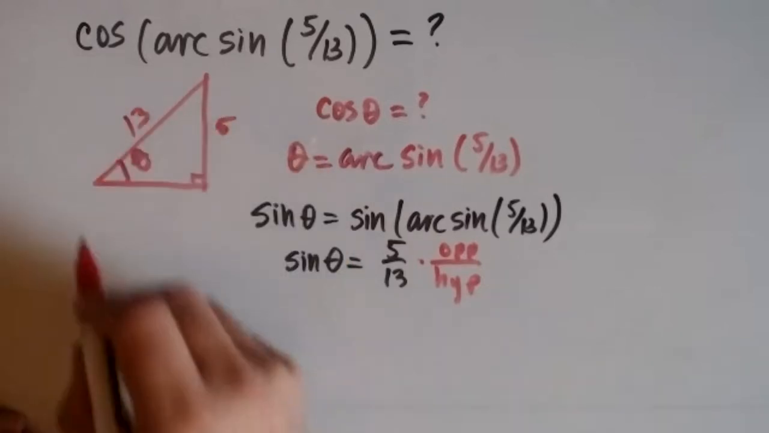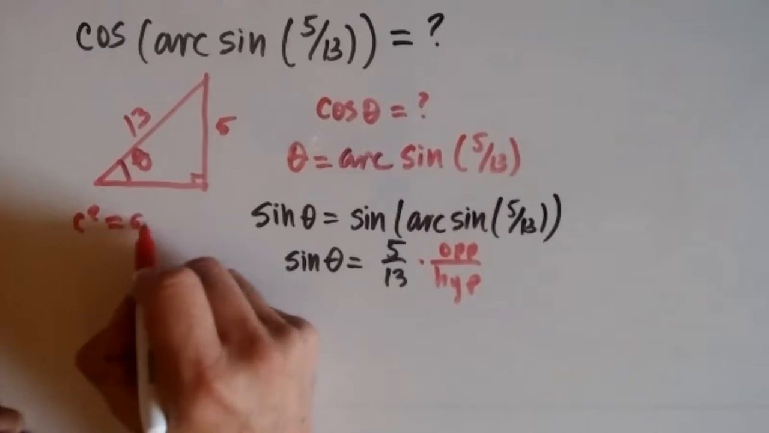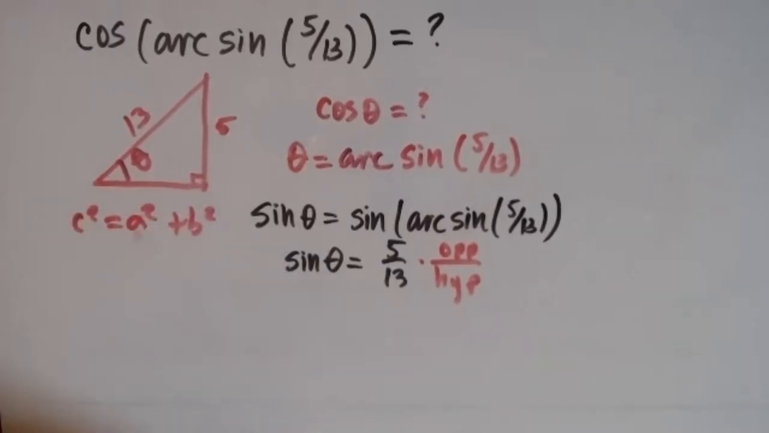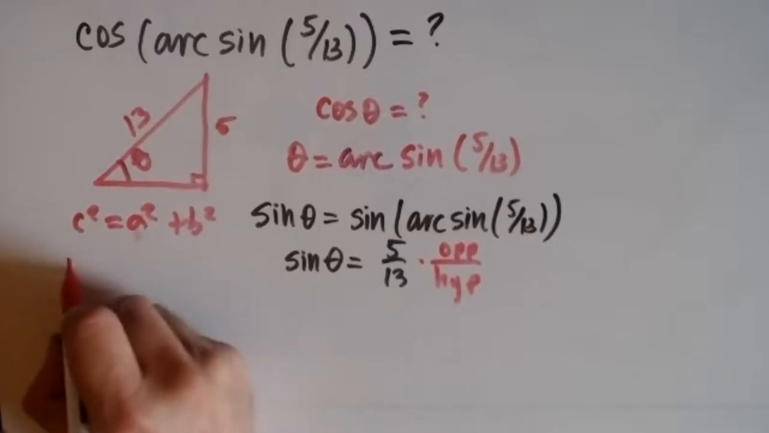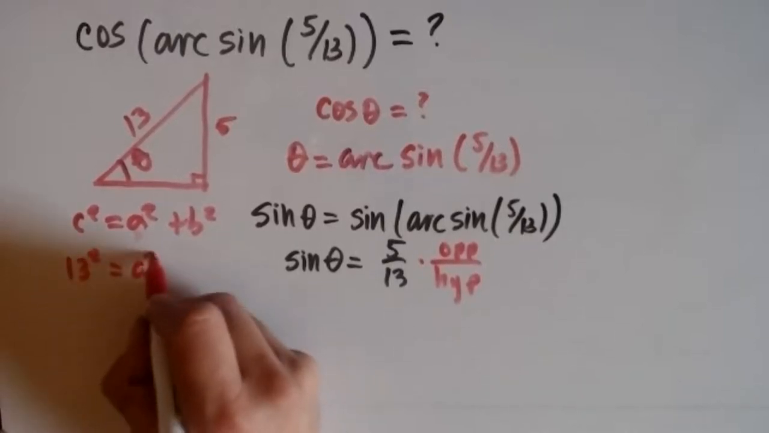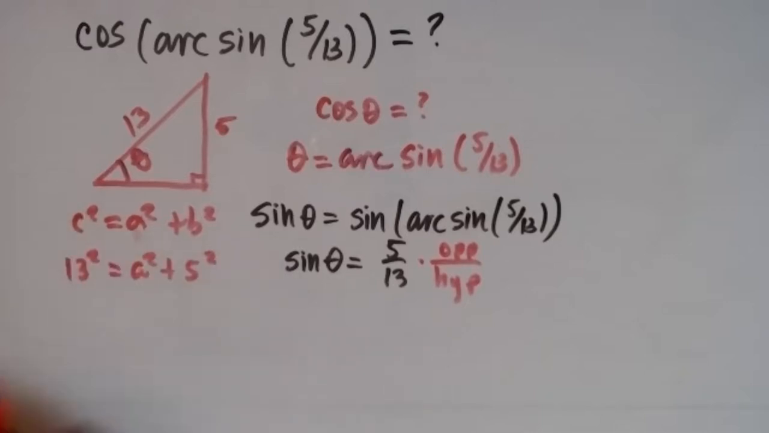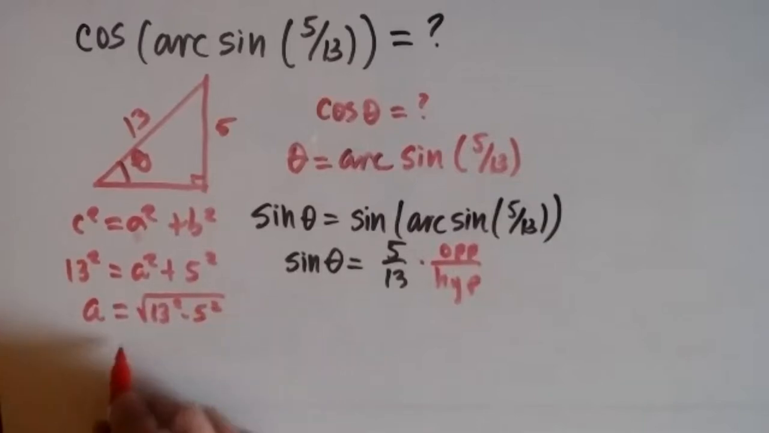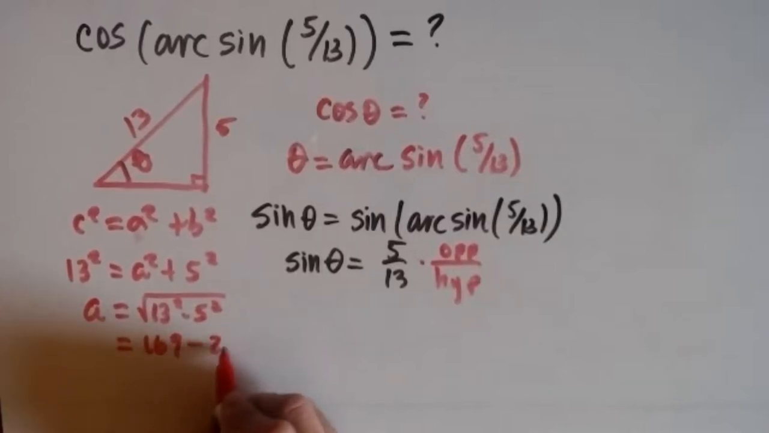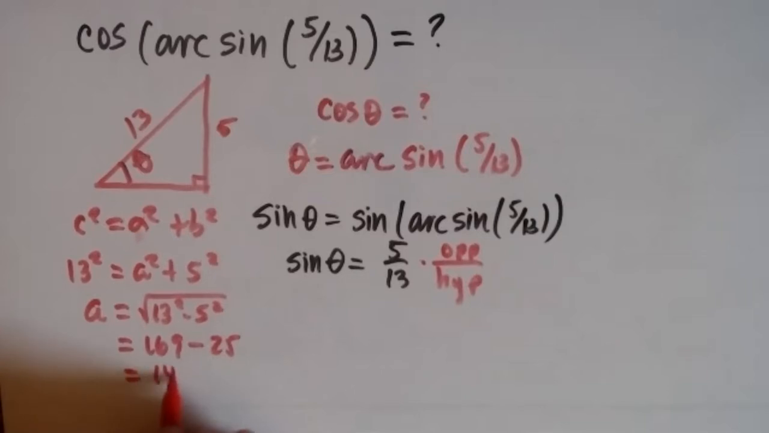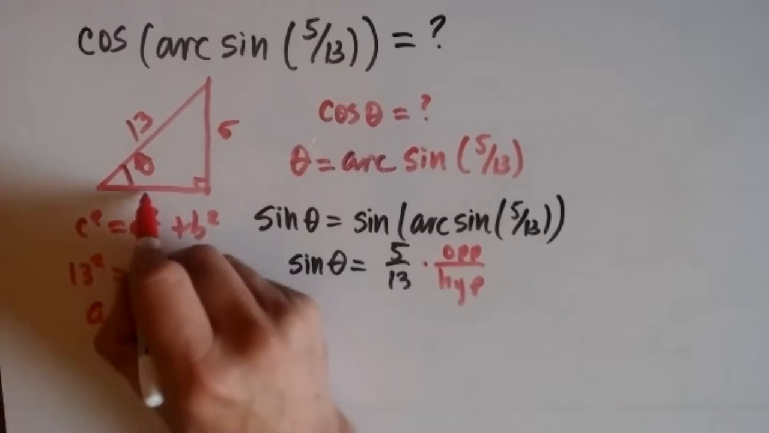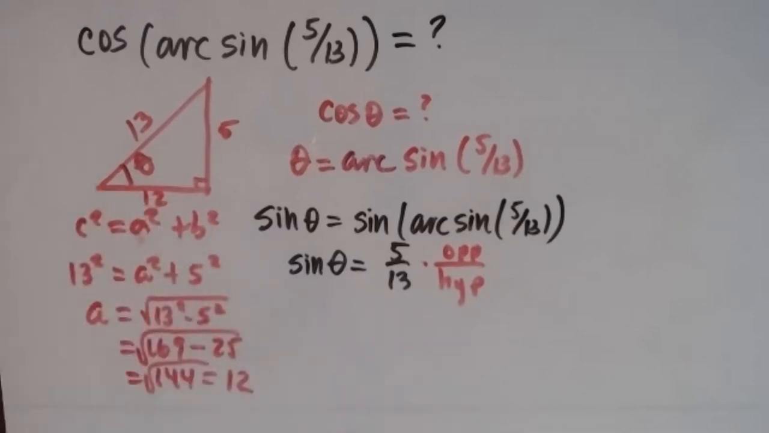Now I'm going to use middle school math. C squared equals A squared plus B squared. Pythagorean theorem, correct? So what I have here is 13 squared, that's the C, is A squared plus 5 squared. So I solve A equals the square root of 13 squared minus 5 squared. 169 minus 25 is 144, correct? And the square root of 144 is 12. So I discovered that this side is 12, correct? So I have all the information of my triangle.